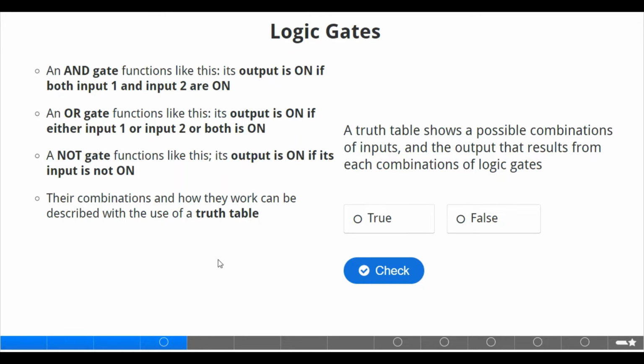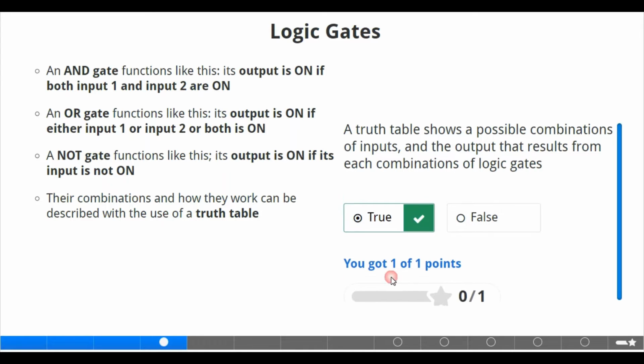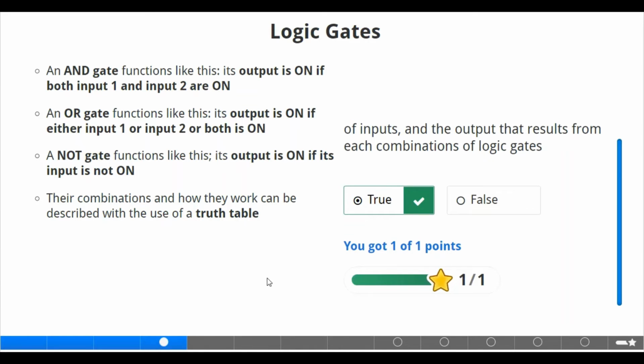Now, let's see this question. The truth table shows the possible combinations of inputs and the output that results from each combination of logic gate. That is true. So we check. That is correct.